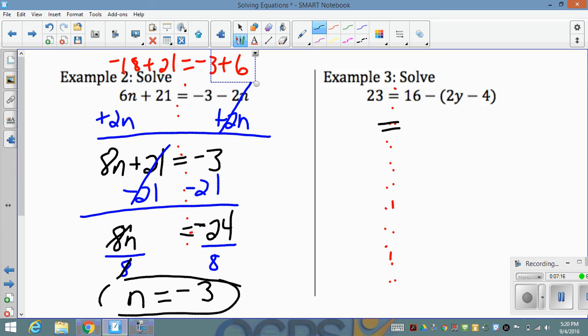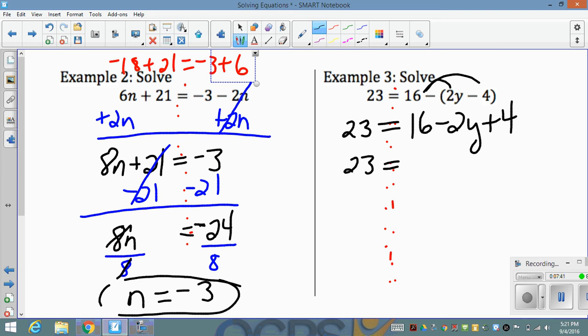Well, on the left side, there's just a 23, so there's no simplifying there. On the right side, however, I've got this minus with parentheses. So first I need to eliminate my grouping symbols. So remember, when you distribute a negative, it's going to change all of your signs. So that becomes minus 2y plus 4. And continuing to simplify, I can combine some like terms. 16 plus 4 is 20 minus 2y. So my step 1 of simplify each side, done.